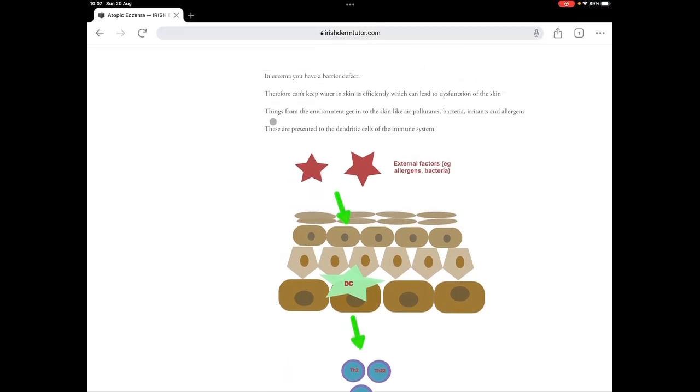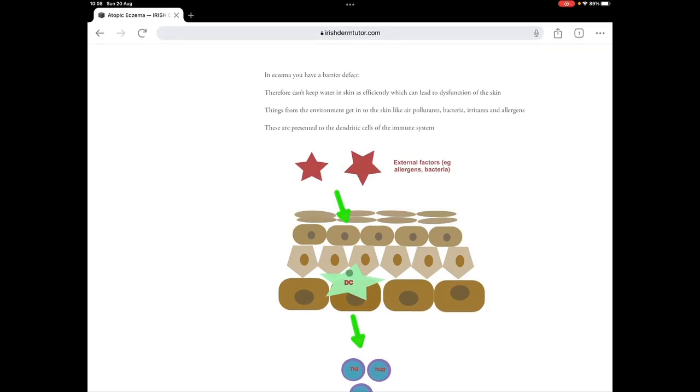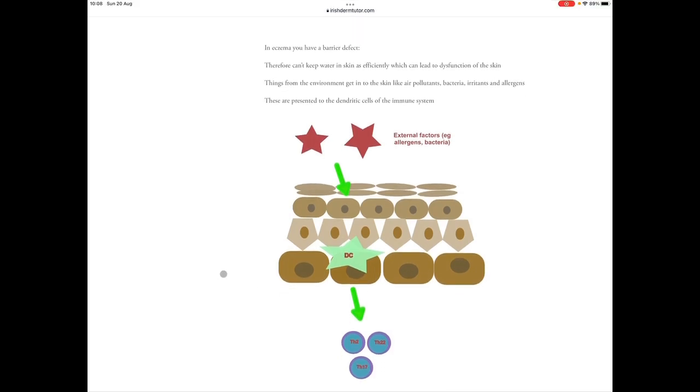So what happens in eczema is you get a barrier defect. First of all, you can't keep water into the skin as efficiently, and this leads to dysfunction of the skin. And then also it lets things from the environment, such as air pollutants, bacteria, irritants, or allergens, get into the skin. And some of these allergens or other things can be introduced to the dendritic cells of the immune system, as shown in this diagram.